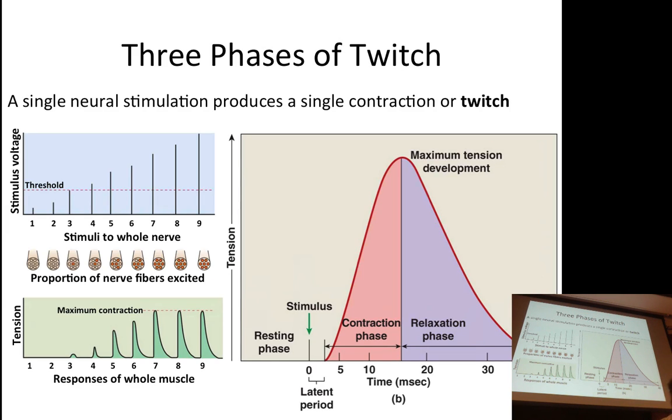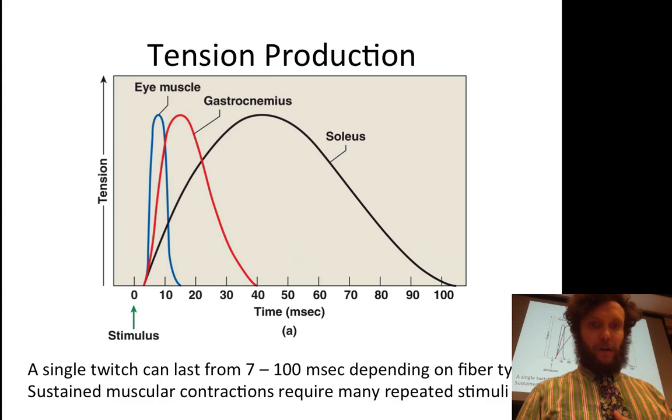Phases of a twitch. Well, I probably should have had this one before the last slide. It's just we have the resting phase, stimulus, the contraction phase where we're increasing tension, the relaxation phase where we're burning ATP to put the calcium away, and the reduction in tension. We'll leave those panels. That stuff's pretty redundant there.